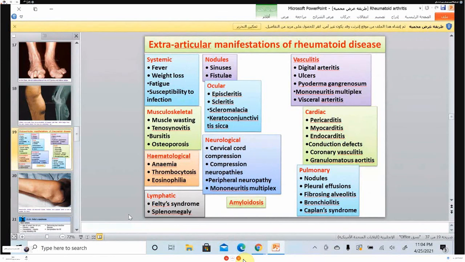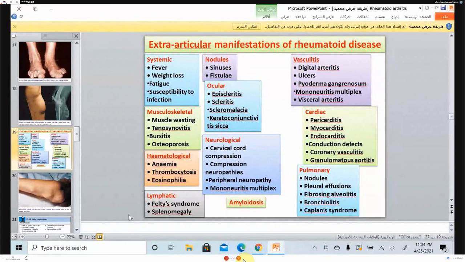We may have nodules, sinuses and fistula. Ocular lesions in a patient with rheumatoid arthritis: episcleritis, scleritis, scleromalacia, keratoconjunctivitis sicca. Okay. Neurological: cervical cord compression. Why? Because of involvement of the cervical spine.